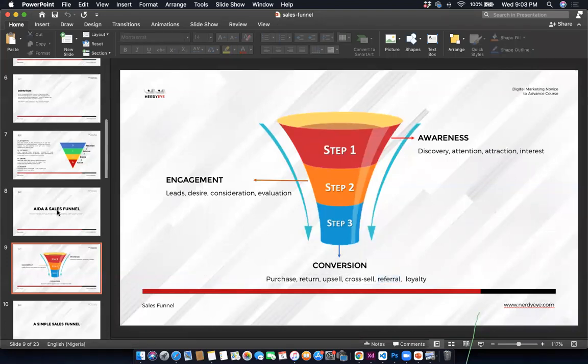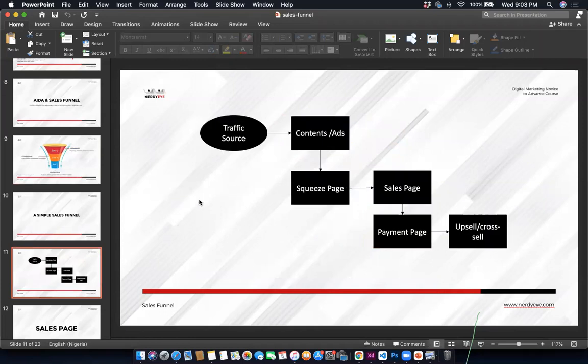So this is a simple sales funnel, from the traffic source to the content or to a squeeze page where you collect their data, to the sales page that does the actual convincing for you, to the payment page where you collect the money, to another page again where you try to upsell.